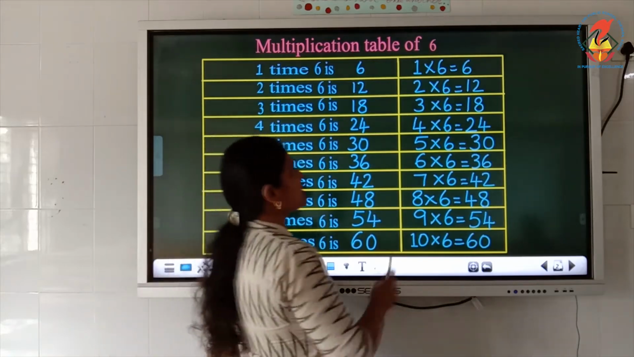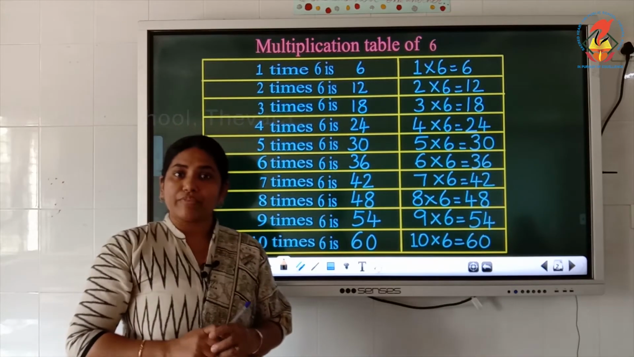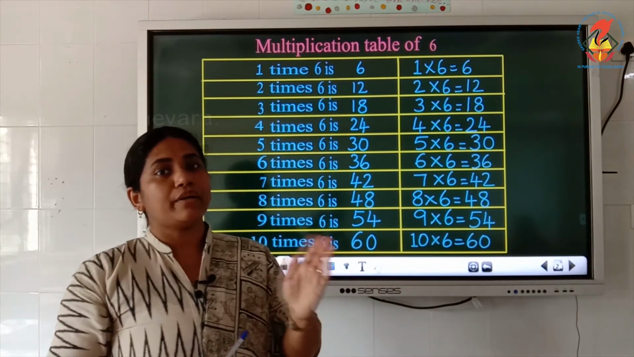Multiplication table of 6. 1 6 are 6. 2 6 are 12. 3 6 are 18. 4 6 are 24. 5 6 are 30. 6 6 are 36. 7 6 are 42. 8 6 are 48. 9 6 are 54. 10 6 are 60.